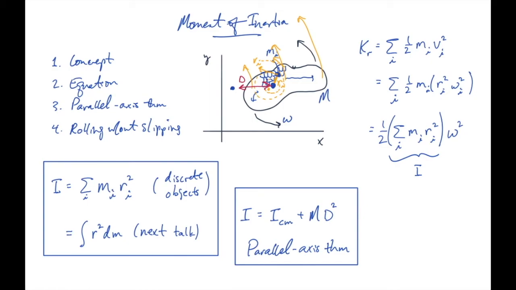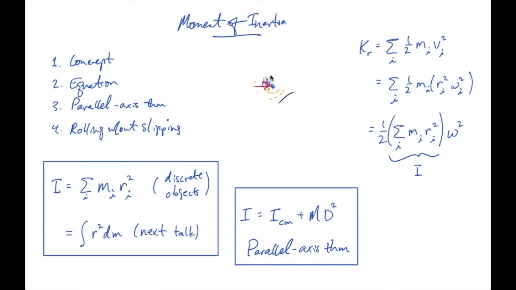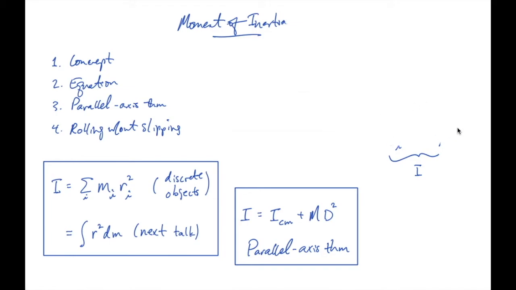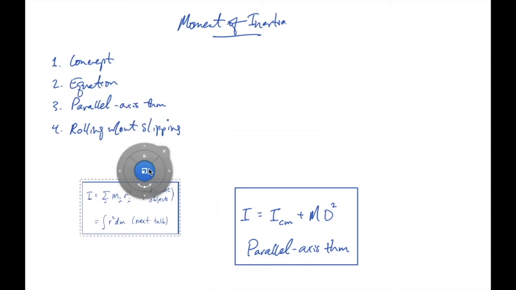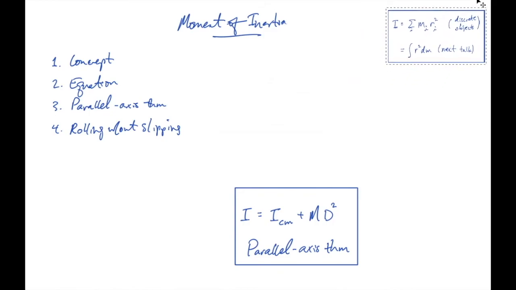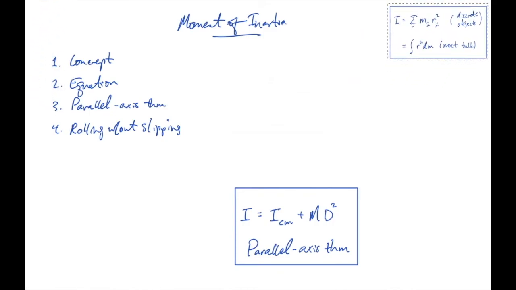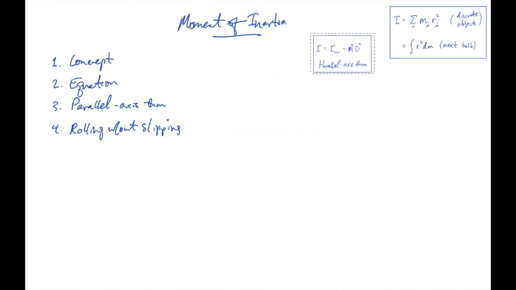All right, so let me erase some of this and get ourselves some room to talk about our last thing, which is rolling without slipping again. So let's erase this stuff. And I'm going to shrink these expressions so we can keep them. Let's shrink it and move it up here. And do the same thing for this. We'll shrink it and move it up here.